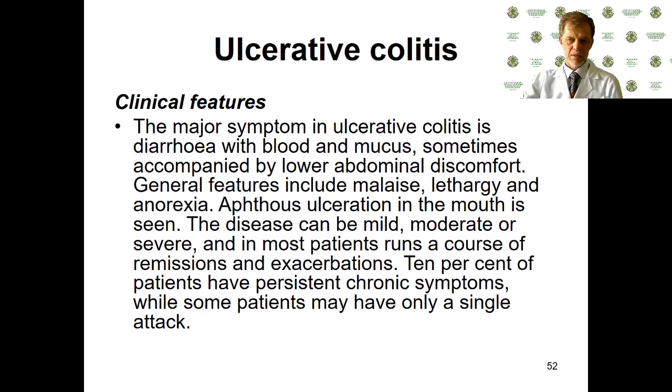Ulcerative colitis. The major symptom in ulcerative colitis is diarrhea with blood and mucus, sometimes accompanied by lower abdominal discomfort. General features include malaise, lethargy, anorexia. Afterwards, ulceration in the mouth is seen. The disease can be mild, moderate, or severe, and in most patients runs a course of remissions and exacerbations.